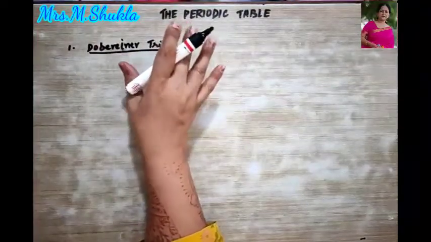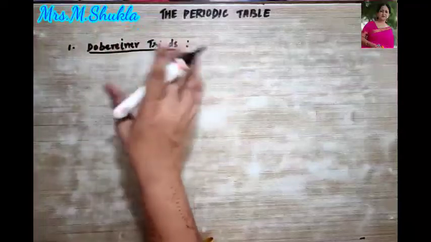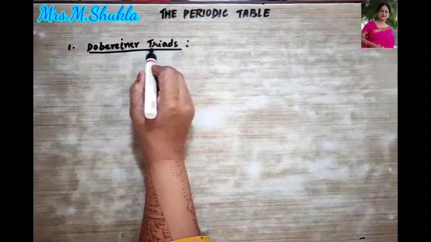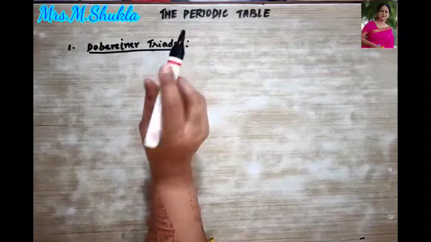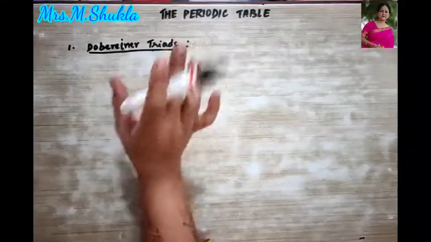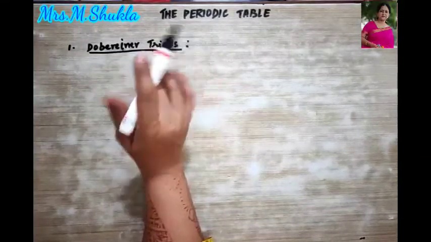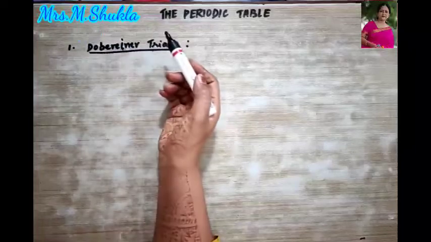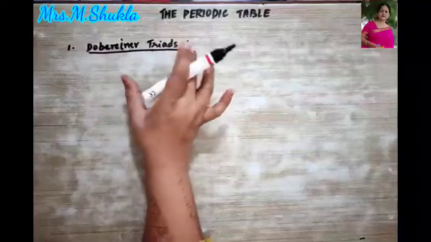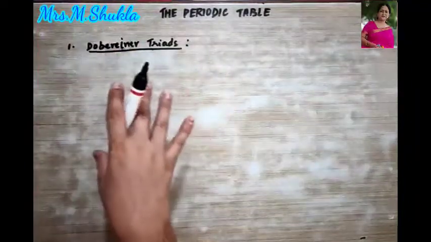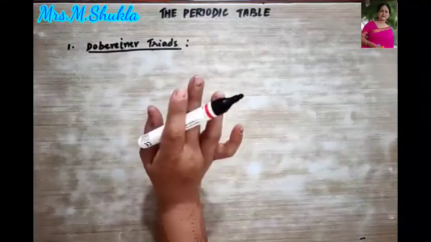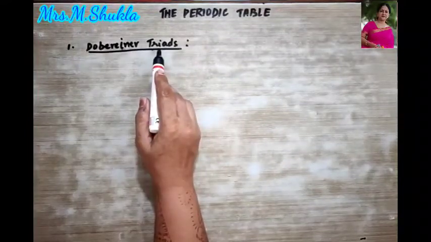Right? So, J.W. Döbereiner arranged the elements in groups of three elements, and therefore it is called triads. Tri means three. Triads means three, and therefore he grouped the elements into three. This classification is based upon Döbereiner's law of triads. It states that chemically similar elements, when arranged in order of their increasing atomic weights in groups of three elements, form a triad.